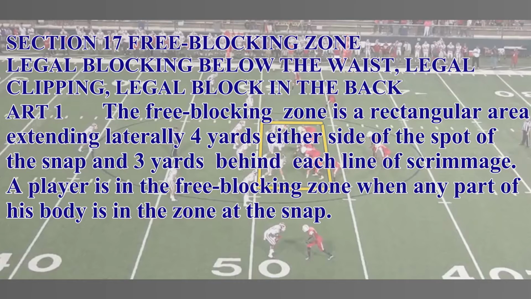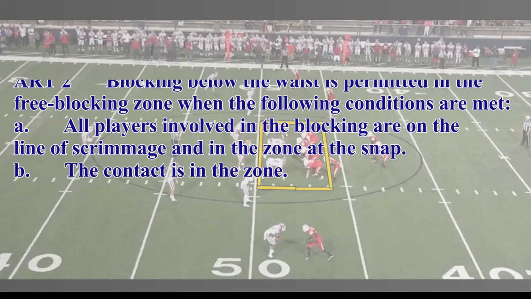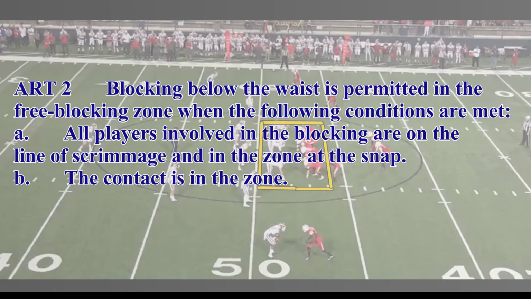The free blocking zone is a rectangular area extending laterally 4 yards either side of the spot of the snap and 3 yards behind each line of scrimmage. A player is in the free blocking zone when any part of his body is in the zone at the snap. So now we know the dimensions of the free blocking zone. Let's talk about the requirements for that block below the waist to remain legal even in the free blocking zone.